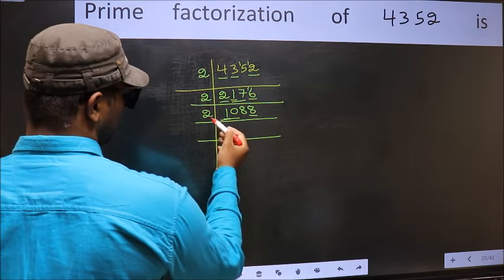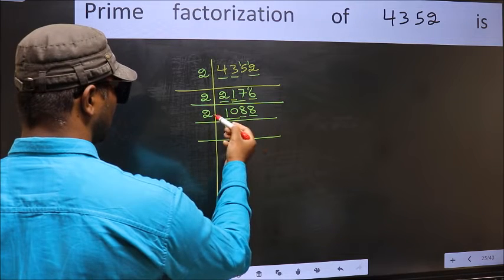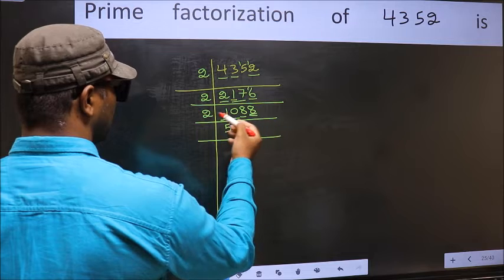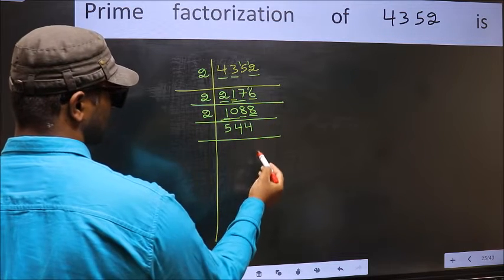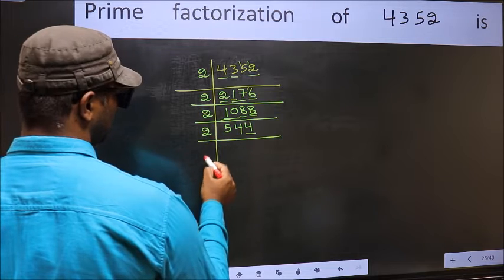Now 10, when do we get 10 in the 2 table? 2 5's 10. The other number 8, when do we get 8 in the 2 table? 2 4's 8. The other number 8, when do we get 8 in the 2 table? 2 4's 8. Now the last digit 4 is even, so take 2.